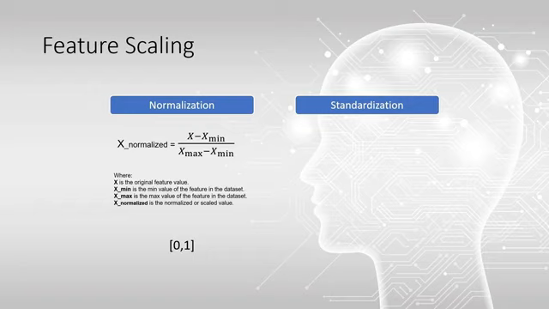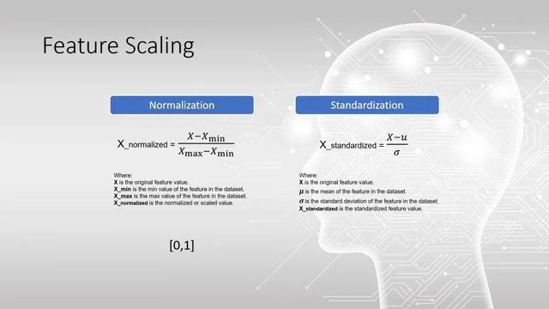Standardization, on the other hand, the process is similar, but instead of subtracting the minimum, we subtract the average and we divide by the standard deviation. Standardization transforms data to have a mean of 0 and a standard deviation of 1. In a normally distributed dataset, approximately 99.7% of all values lie within 3 standard deviations of the mean.